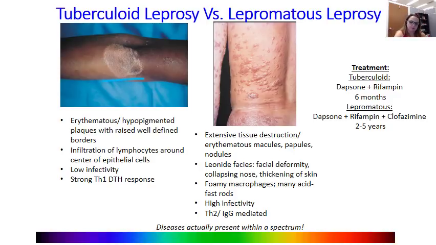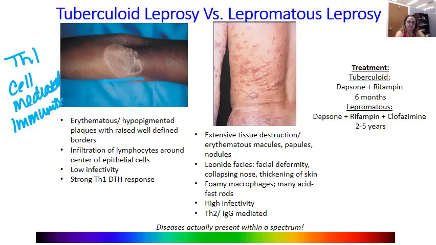So patients with tuberculoid leprosy make a strong Th1 response with good cell-mediated immunity. Basically, they put up one heck of a fight. And when that happens, they wind up with a lesser disease. So you get erythematous hypopigmented plaques with raised, well-defined borders. You get infiltrate of lymphocytes around the center of the epithelial cells, but you also control the infection very quickly. So there's very low infectivity. It's very well controlled, and it's all due to this strong Th1 response, and that is called tuberculoid leprosy.